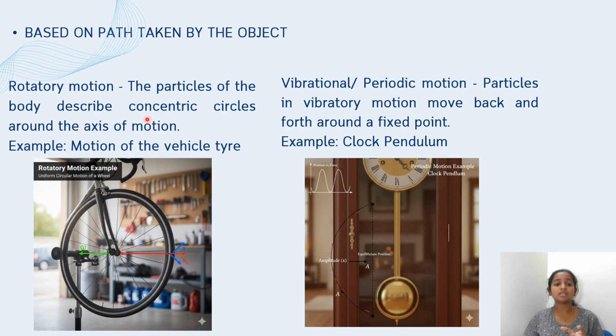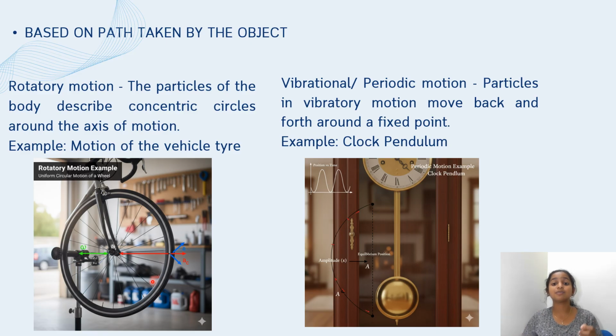It forms a concentric circle around the axis of motion. Such motion is called rotatory motion. An example we can talk about is the motion of a vehicle tire. You can see this is the central axis for this tire, and the other part will rotate around this central axis. So that is rotatory motion.